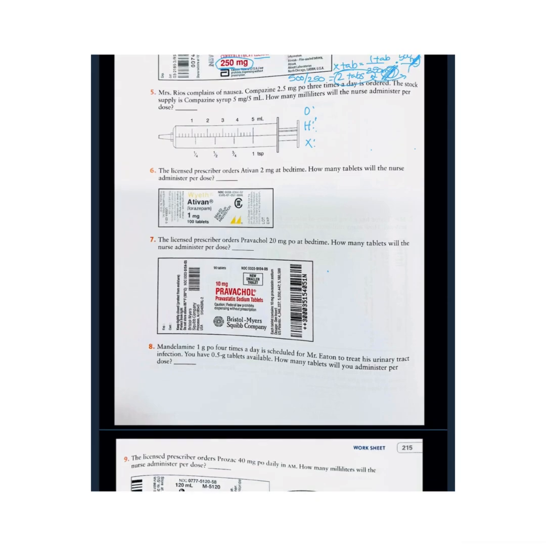Mrs. Rios complains of nausea, Compazine 2.5 milligrams PO 3 times a day is ordered. The stock supply is Compazine syrup 5 milligrams per 5 mLs. How many mLs will the nurse administer per dose? So our order is 2.5 milligrams. What we have on hand is 5 milligrams per 5 mLs. Notice how our units of measure match, so we don't need a conversion, and the question is asking how many mLs. We need to solve for x.